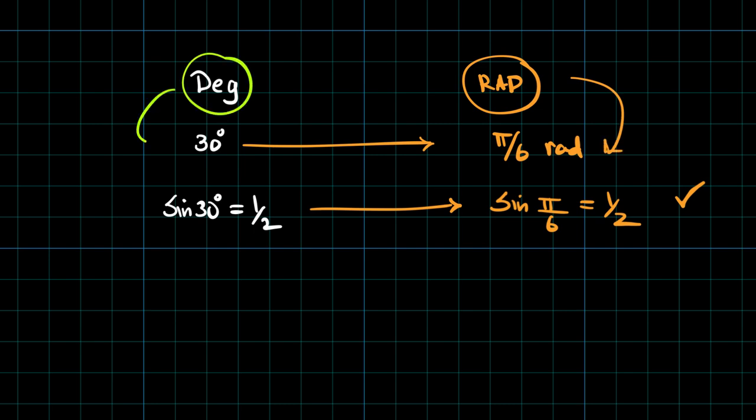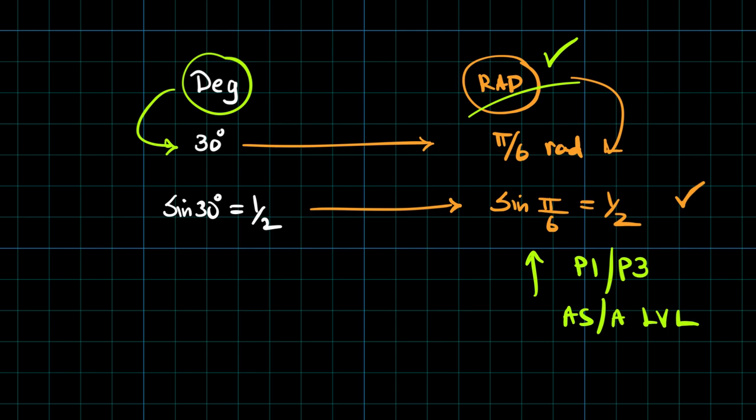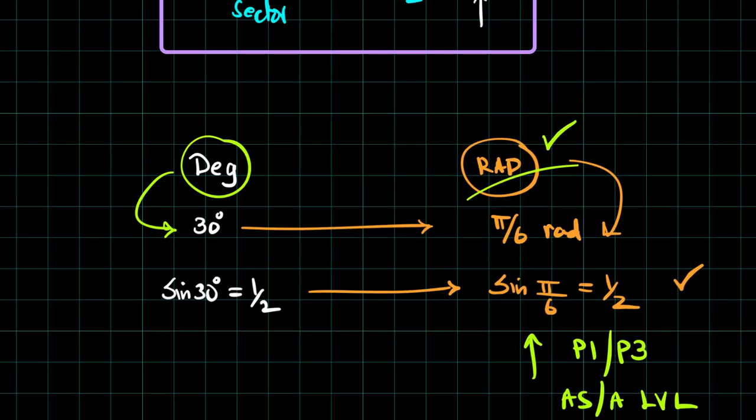If the mode is in degrees, the angle is in degrees. But since we are studying P1 and further on P3 of AS level and A level math, we should be using radians instead of degrees, and the calculator in radian mode. So now let's try out a simple question.